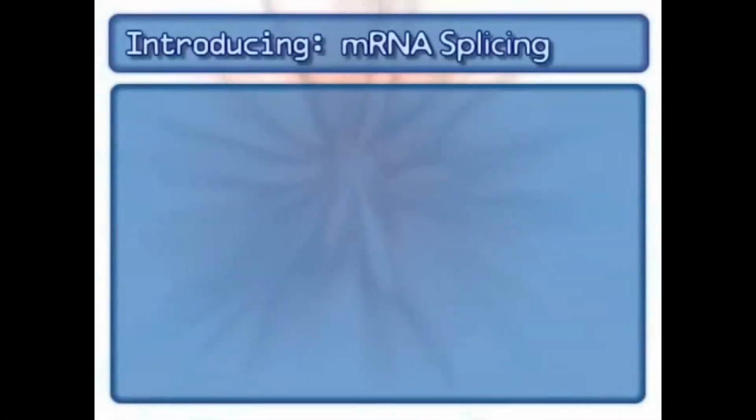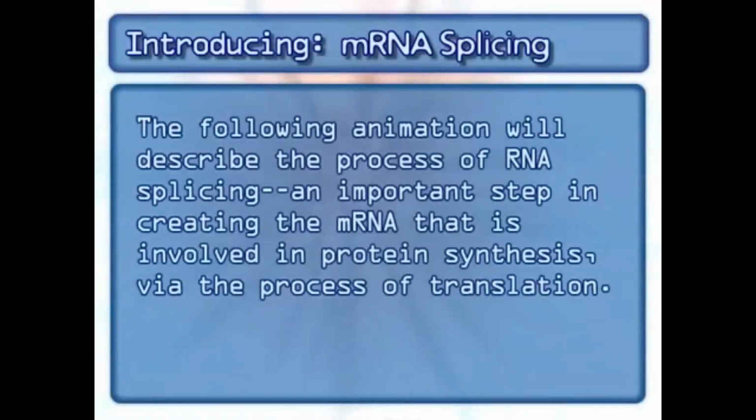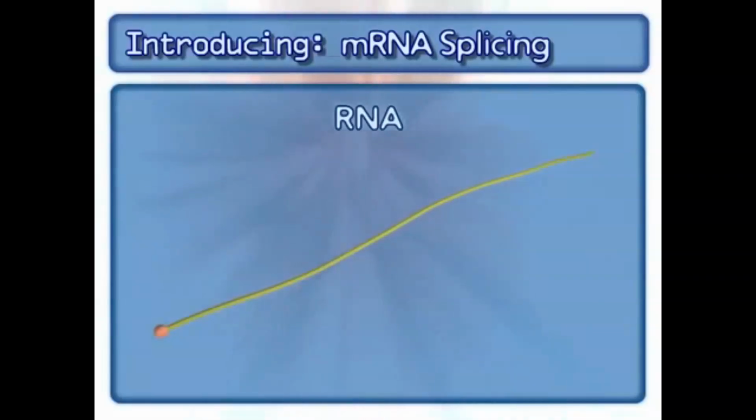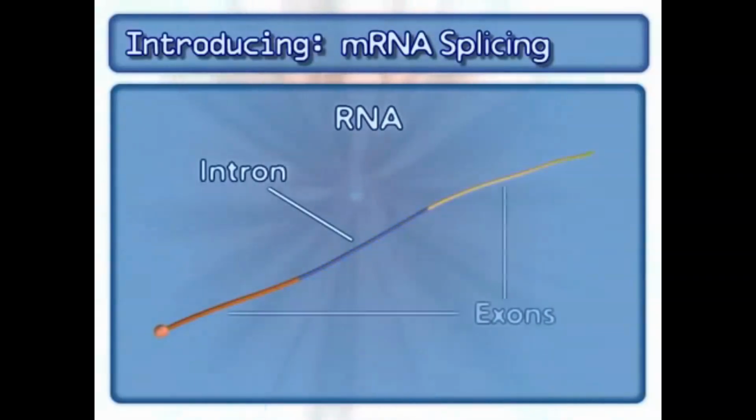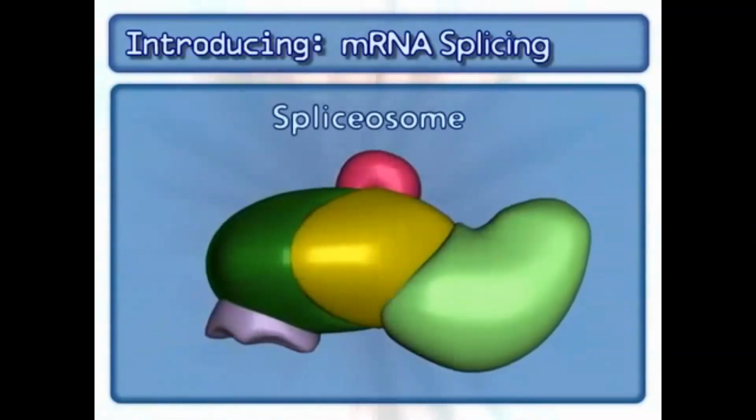The following animation will describe the process of RNA splicing, an important step in creating the mRNA that is involved in protein synthesis via the process of translation. Key factors in this process include RNA, possessing introns and exons, and the spliceosome.